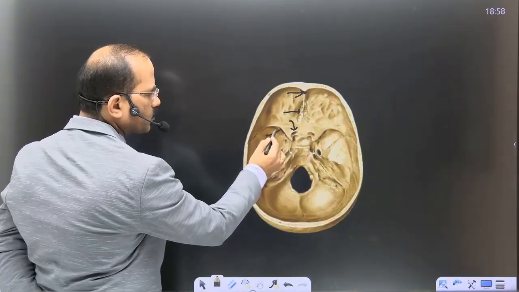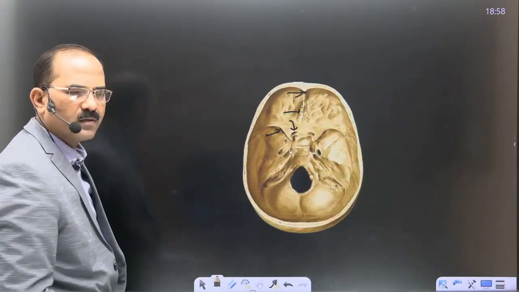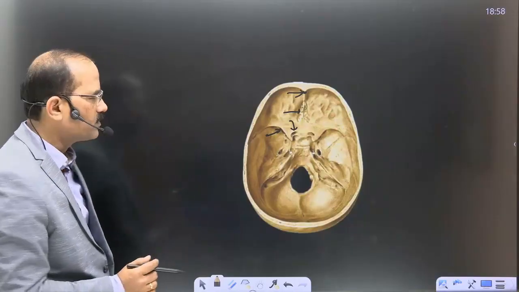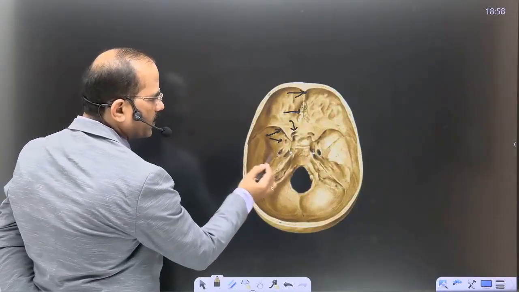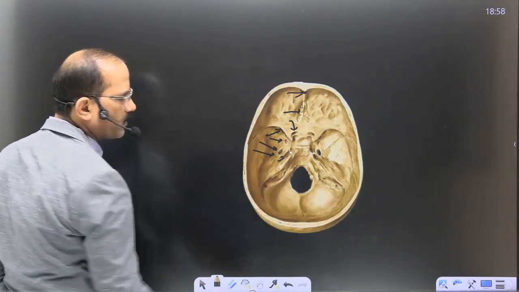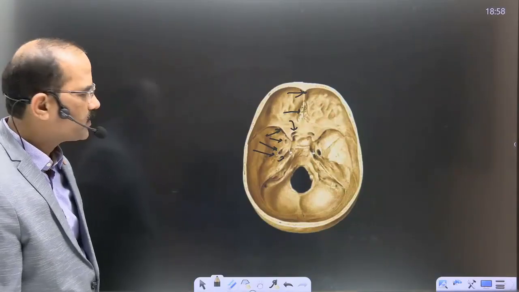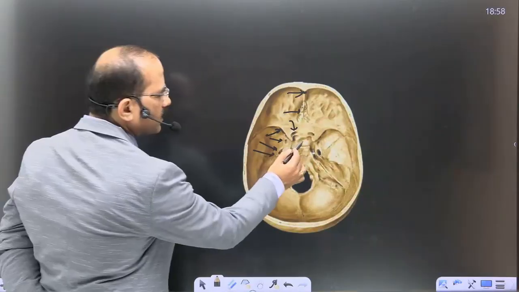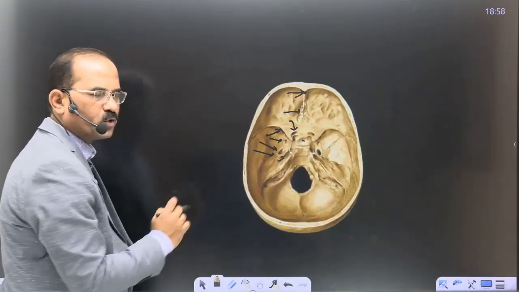This is the superior orbital fissure. Third, fourth, sixth, and ophthalmic nerves pass. That's the foramen rotundum. That's the foramen ovale. That's the foramen spinosum. And this is the foramen lacerum. That's the sella turcica, or the area for the pituitary gland.